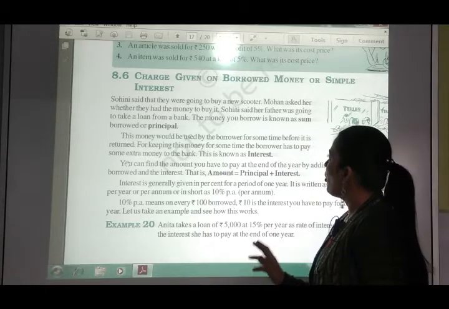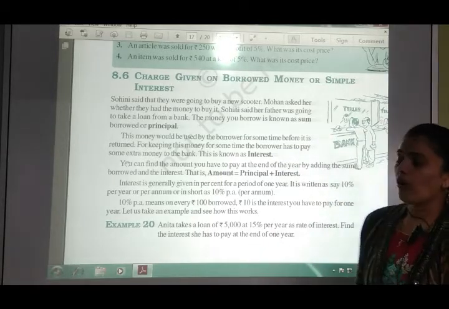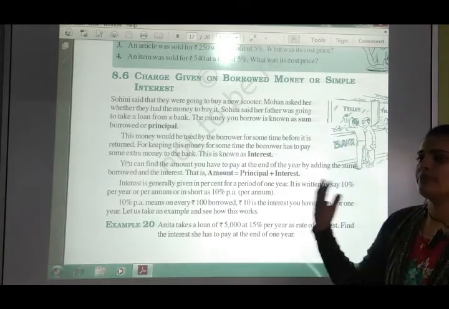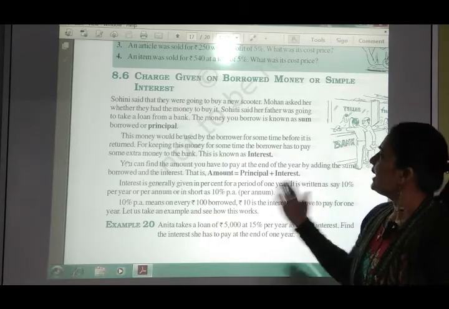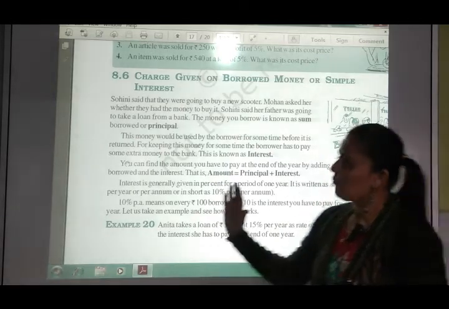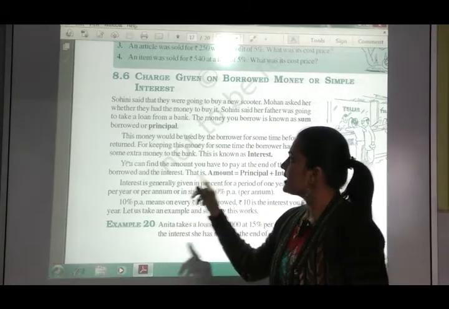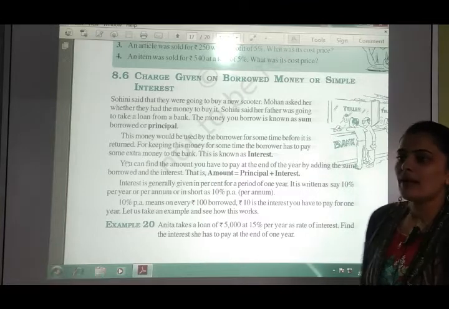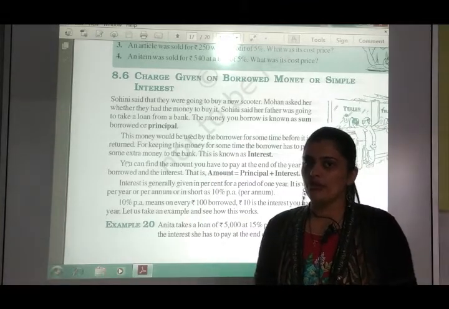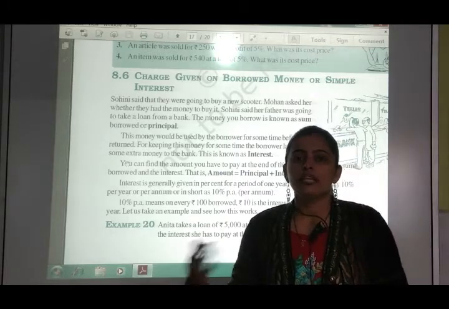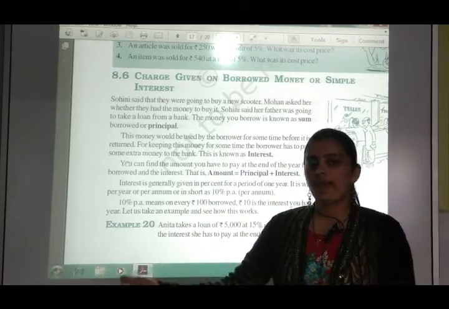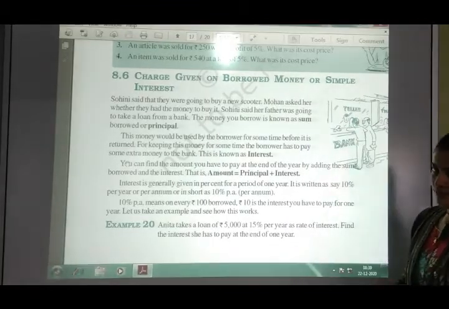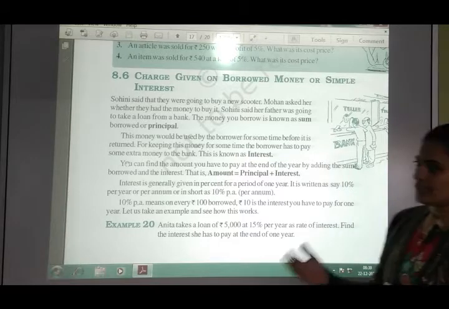The money you borrow is known as sum borrowed or principal. Whatever money you are borrowing from anyone, it may be a bank or any person, that money is called what? Sum borrowed or principal. This money would be used by the borrower for some time before it is returned. Money you are borrowing, you have to return it back to the person from whom you have borrowed. So for some time you will keep that money with you. After that you have to return it back.